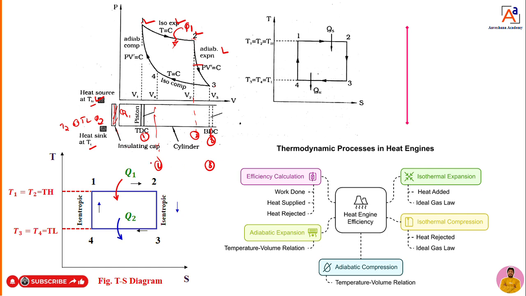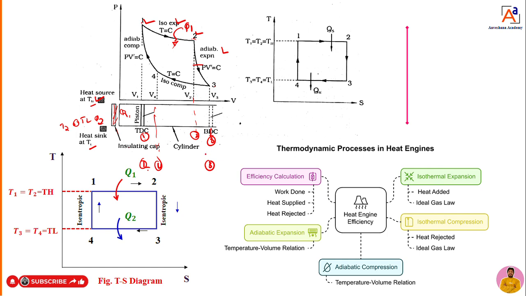Once it reaches 4, immediately I will remove this heat sink from the cylinder and put an insulating cap. When we put an insulating cap, the complete piston cylinder arrangement becomes an adiabatic wall. Hence there is no heat transfer at all, but still you are going to compress from 4 to 1. That process we can call adiabatic compression.